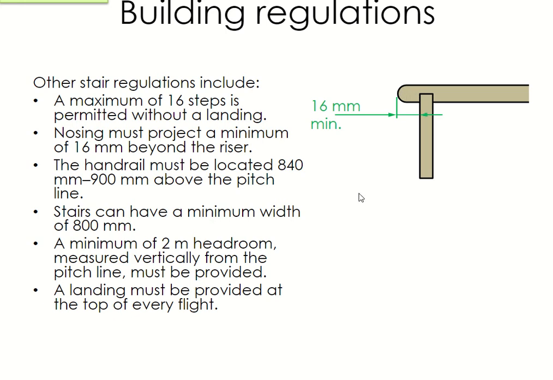Okay. The handrail must be located 840 to 900 millimeters above the pitch line. So 900 is an easier measurement to remember there. Stairs can have a minimum width of 800. So the stairs cannot be any narrower than 800 millimeters. A minimum of 2 meters headroom. So if you have a story and a half house, and you're going up to a converted attic, you need to be aware of headroom. You need at least 2 meters, is the regulation.